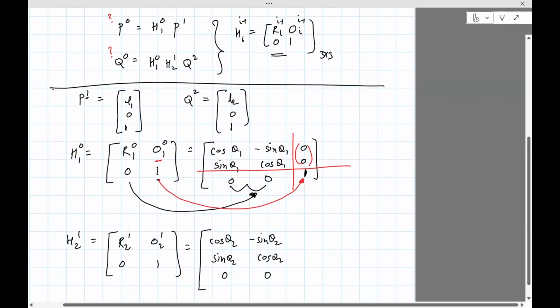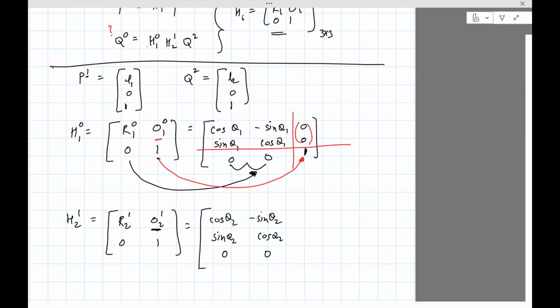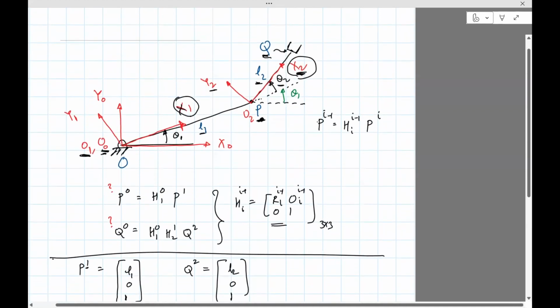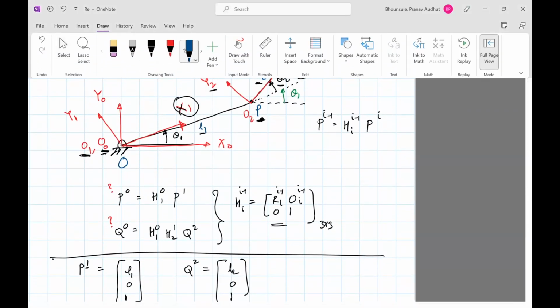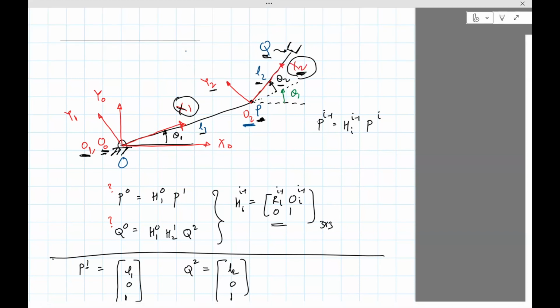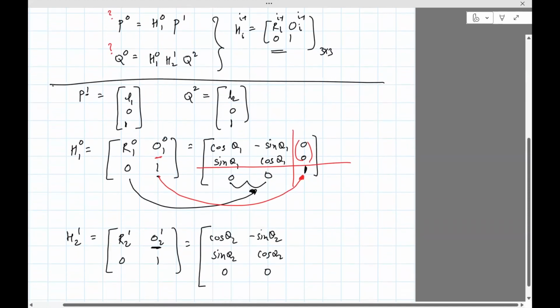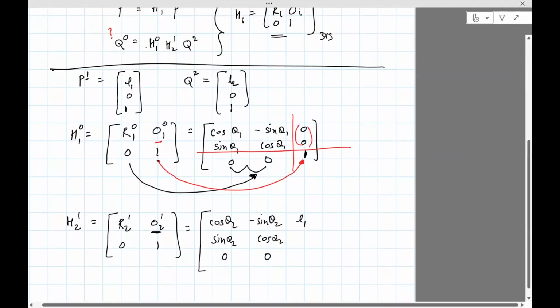And now we need the position of O2 in frame 1. Okay, so let's see what that is. So this is frame 1. O2 is basically the same as P, so we're asking what's the position of P in frame 1. The x coordinate of P, that is along the x1 axis, is going to be L1, right? And the y coordinate is going to be 0. So we just have to write L1, 0, 1.